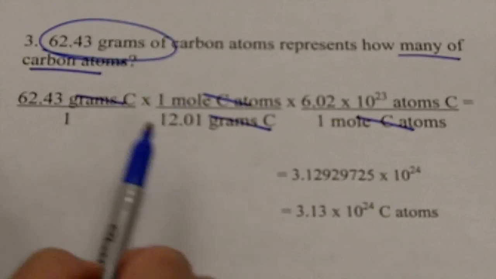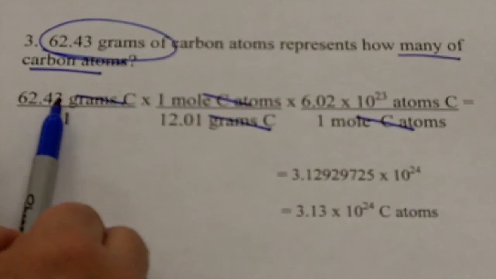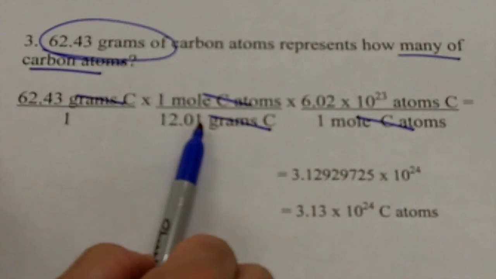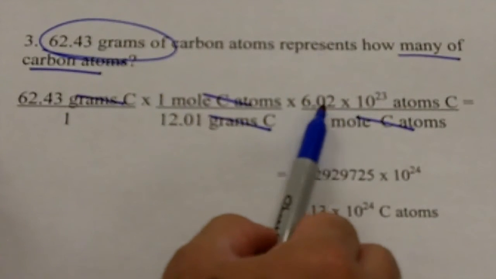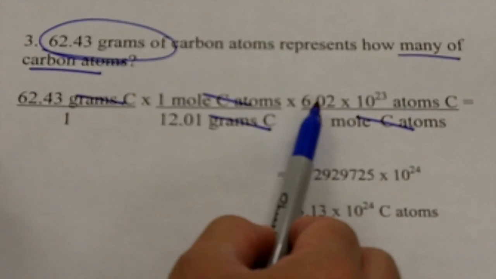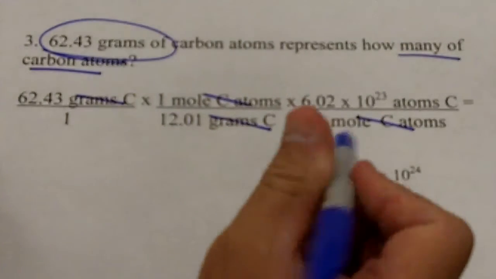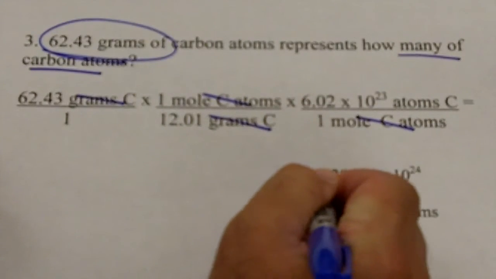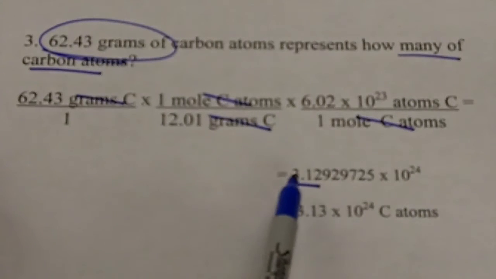Now, I can only have, let's see, 4 significant digits here. This doesn't count, this doesn't count. 4 significant digits there. This is going to limit me. 3 significant digits here, so I can only have 3 significant digits. So watch what I'm going to do. I'm going to underline the first 3 numbers.